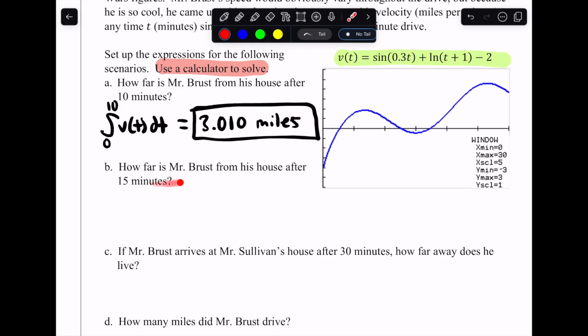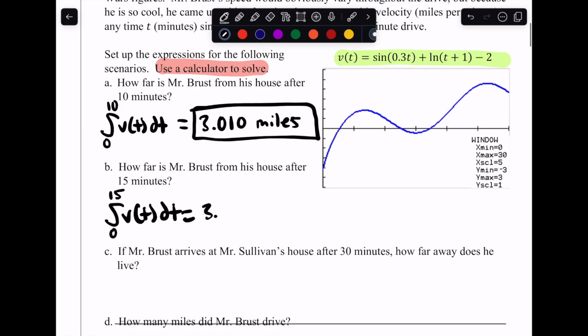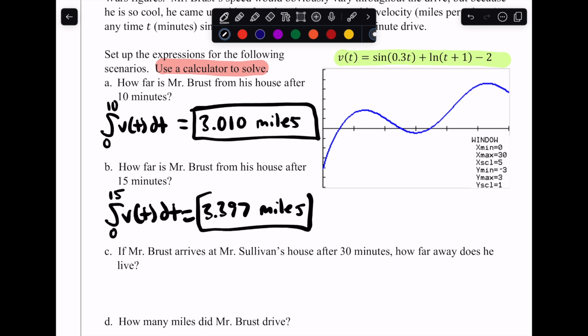How far is Mr. Brust from his house after 15 minutes? Same idea. Because we were given a velocity function, we want to integrate to find that change in position. So that is going to be the integral from 0 to 15 of that velocity function. And again, putting that into our technology or our graphing calculator, that's going to give me 3.397 miles as that change in position over that 15 minutes. So he's a little bit further than where he was after 10 minutes. So you can see sort of the distance between the t equals 10 to t equals 15 for that particular problem.